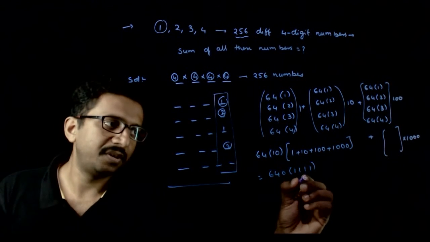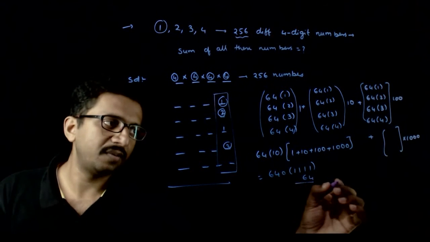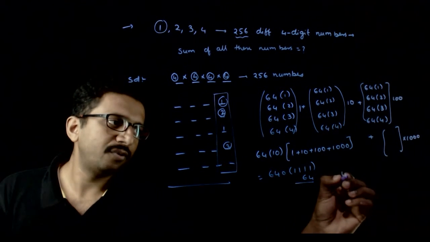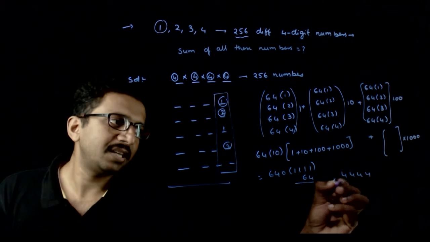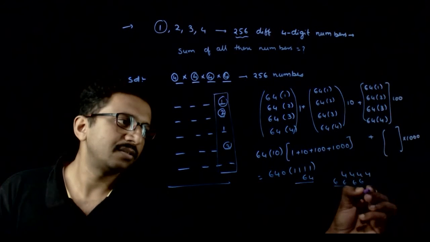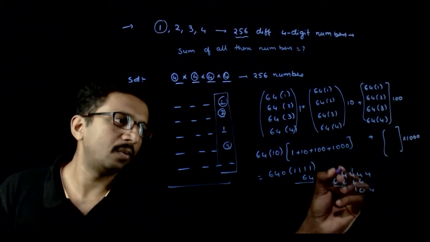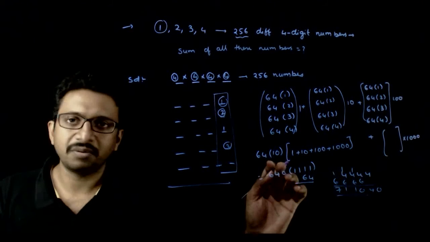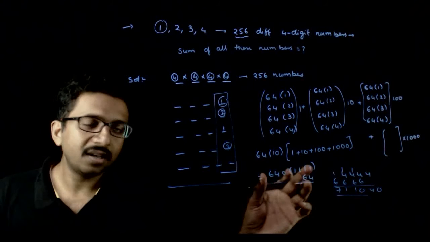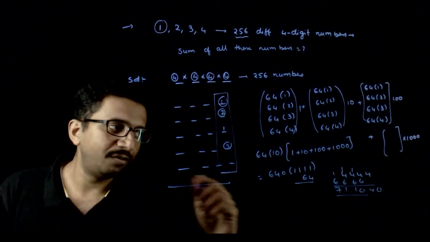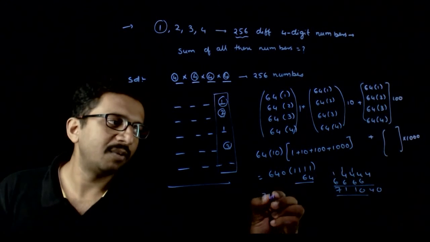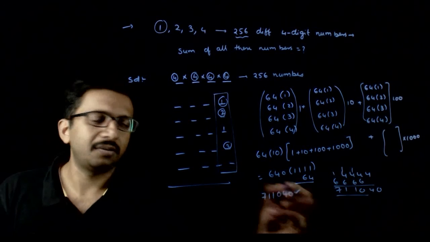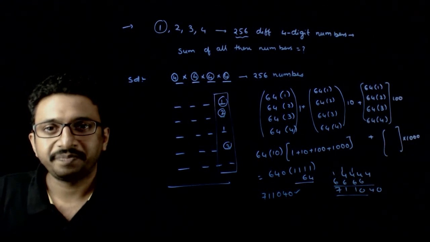If you multiply 64 by 1111, you get 71104. And at the end you have a 0. So the total sum of all the 256 numbers is 711040. That will be the sum. Thank you.